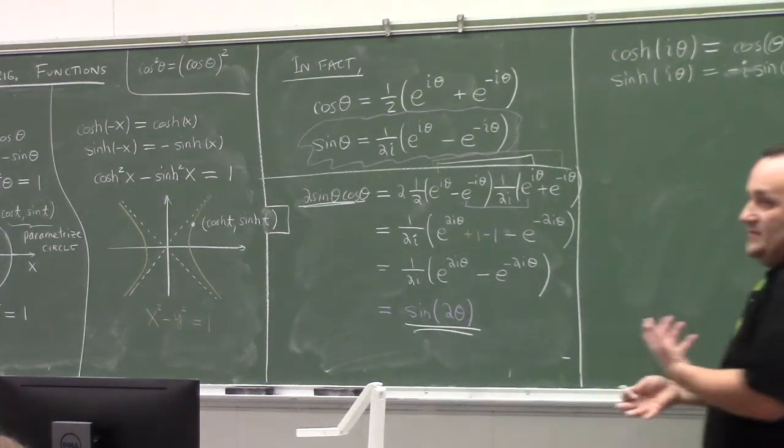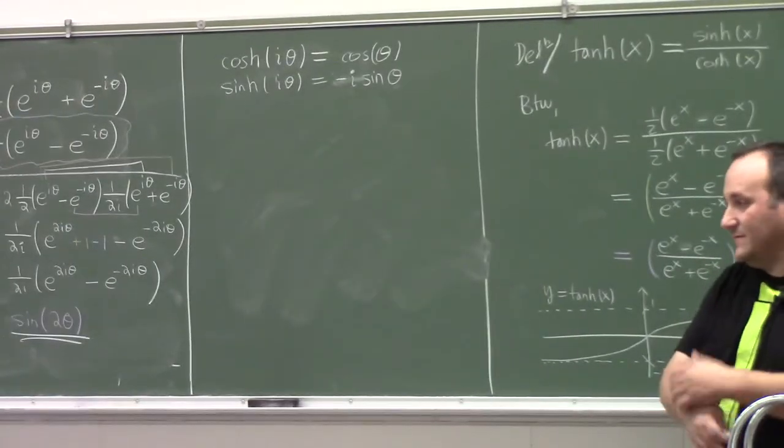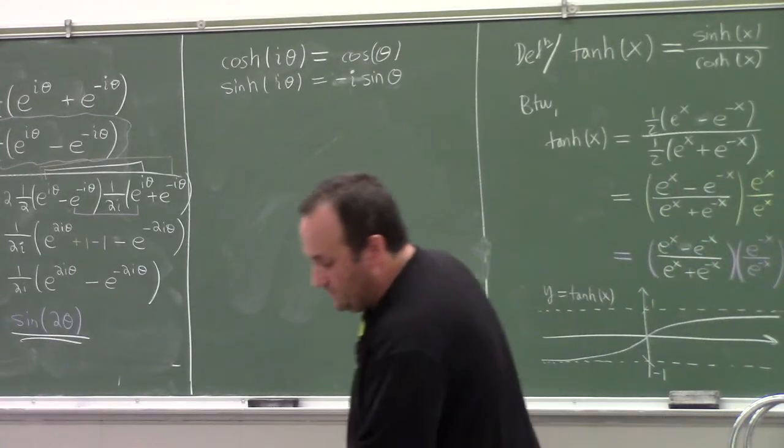So, in fact, cosh and sinh and sine and cosine, from a complex perspective, are almost essentially the same functions. So you can't disconnect the study of trigonometry from the study of hyperbolic trigonometry. They're necessarily linked. Anyway.